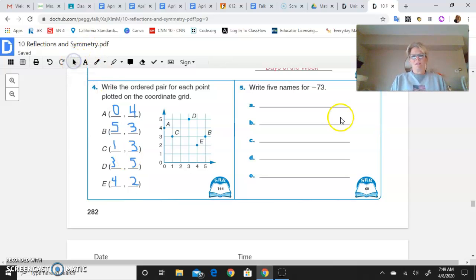Okay. Now write 5 names for a negative 73. Well, this is unlimited answers. So thinking about the good guys and bad guys, or starting at a number and going right or left on the number line. So I don't know, let's just start with 0, and I'd have to subtract 73 if I was at sea level, and I'd have to swim down 73 feet.